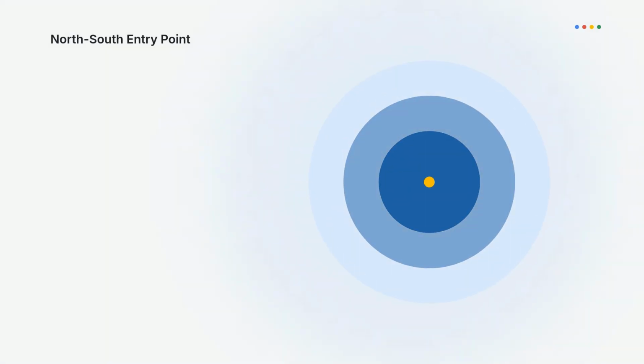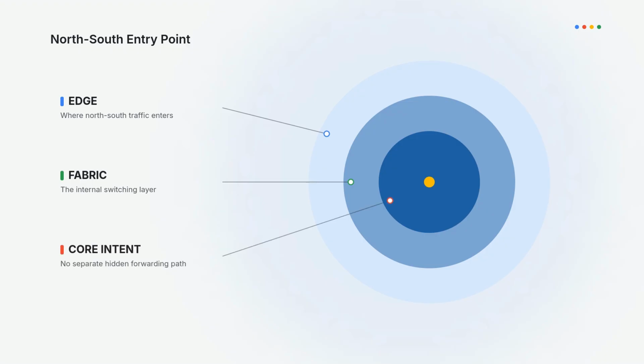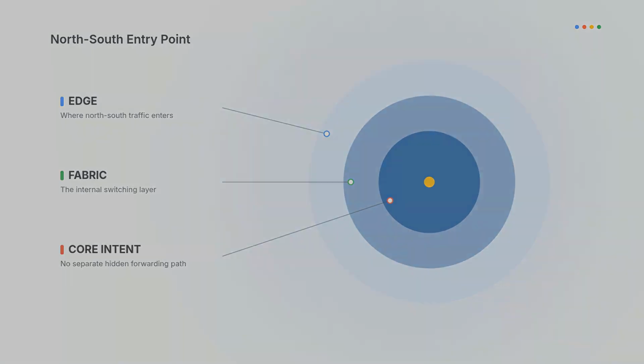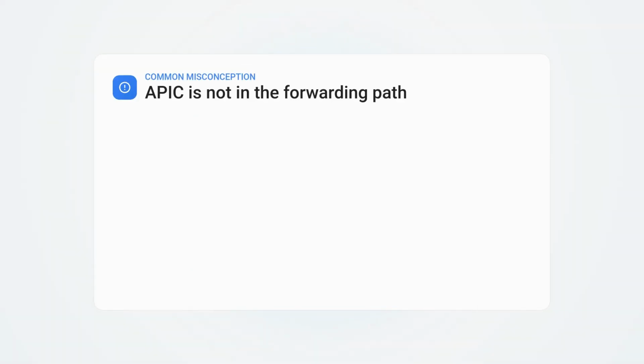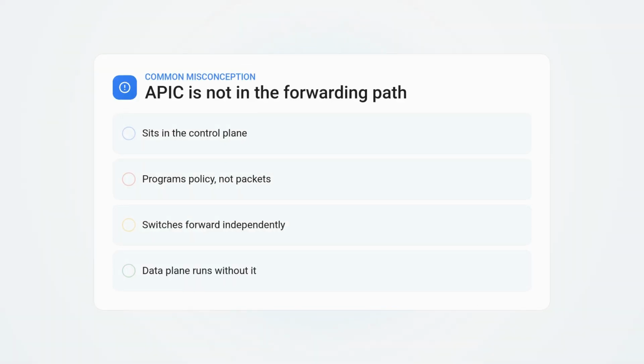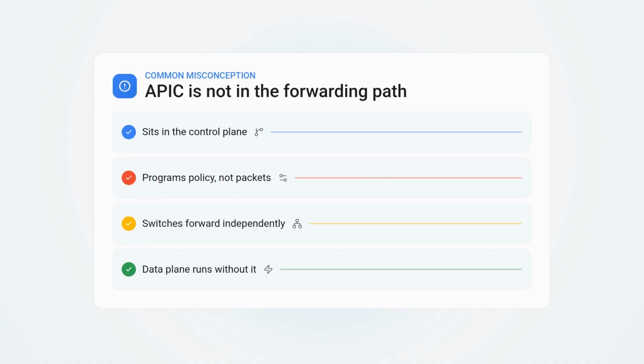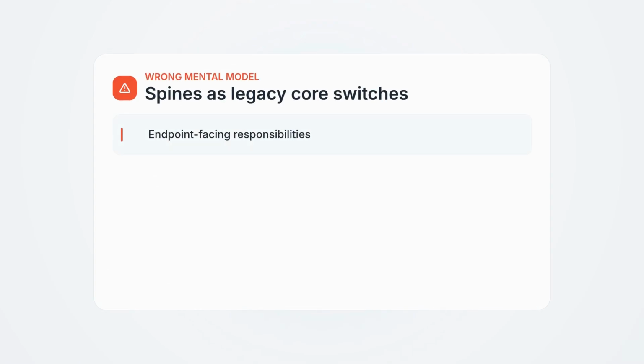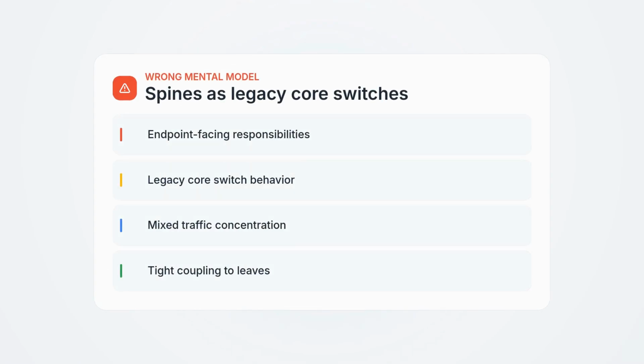For this lesson, here's the key point. North-south traffic reaches the fabric through the edge, not through some hidden forwarding path. At this point, the architecture should feel a lot less mysterious. So now let's reset and clean up a few misconceptions that still trip engineers up. The first misconception is that APIC must sit in the forwarding path because it looks so central on the diagram. It doesn't. The second misconception is treating spines like legacy core switches with endpoint-facing responsibilities.